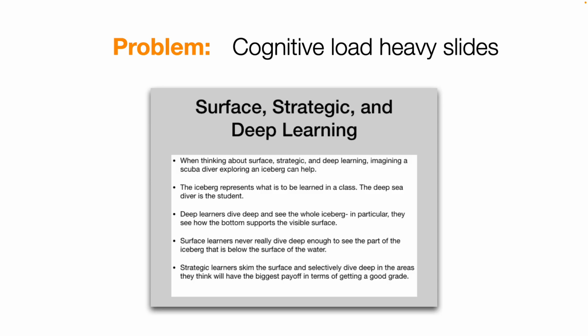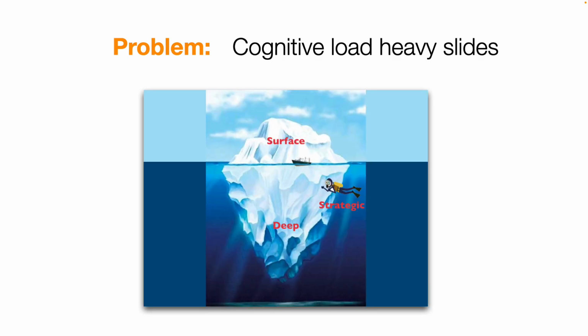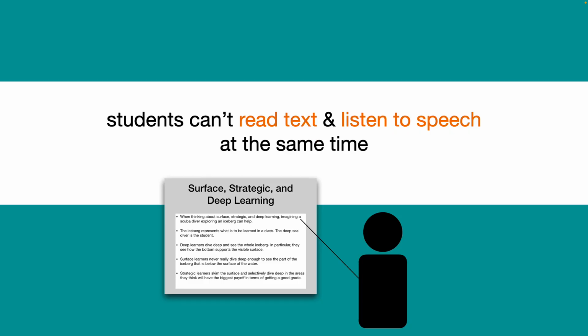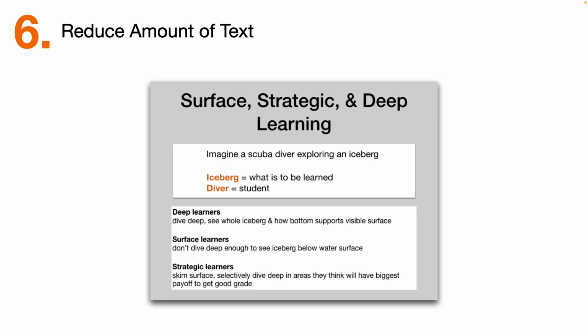If the instructor instead shows an image while explaining what students need to know, it is much easier for students to process both what they are seeing on the slide and hearing the instructor say. So this is another point I want to emphasize. Students can't read text and listen to speech at the same time. So, consider reducing the amount of text on slides as much as possible. Remember that you will be orally presenting as well.